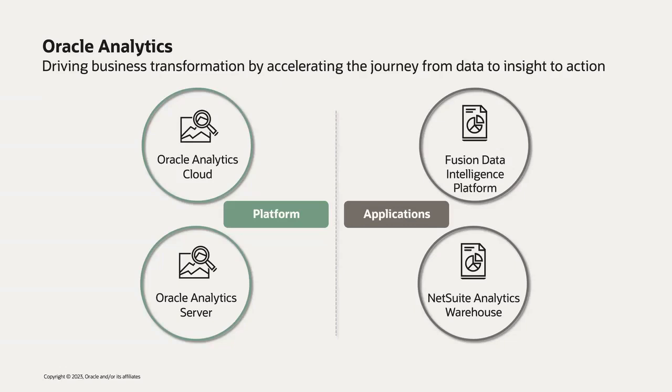On the right-hand side, we are not going to be looking at that today too much. These are the Fusion application options and the NetSuite option. So these are our more SaaS options. These are the buy options. So if you buy Fusion Data Intelligence Platform or NetSuite Analytics, you're going to get that with all the models, the ETL, and the reports and everything out of the box.